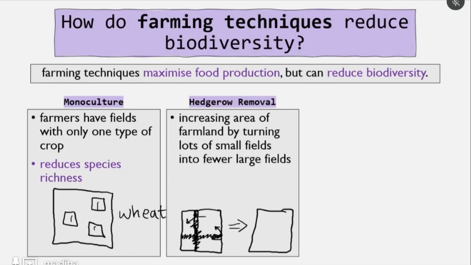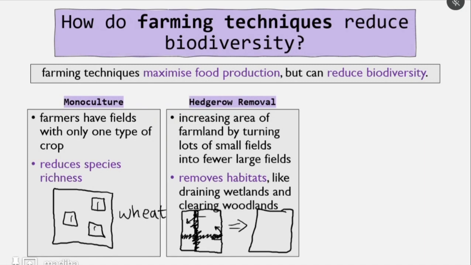And this reduces biodiversity because you're removing the habitats. These bushes, these hedges, have their own kind of habitat because insects live there. You've got different plants there. So by removing them, you're removing those habitats. And this is similar to things like draining wetlands and clearing woodlands.